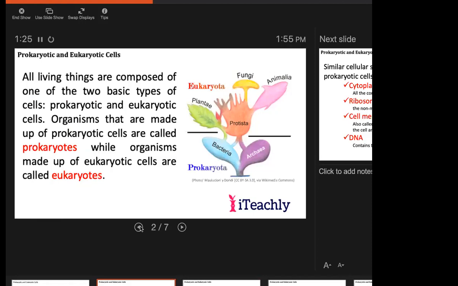every living thing can be placed into one of these six major groups. And the six major groups are bacteria, archaea, plantae, protista, fungi, and animalia. Now, there is a line dividing these groups. So if you look at this picture, what groups are considered to be prokaryotes? According to this picture, what groups are prokaryotes?